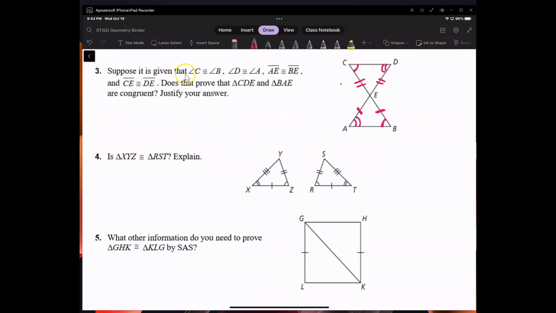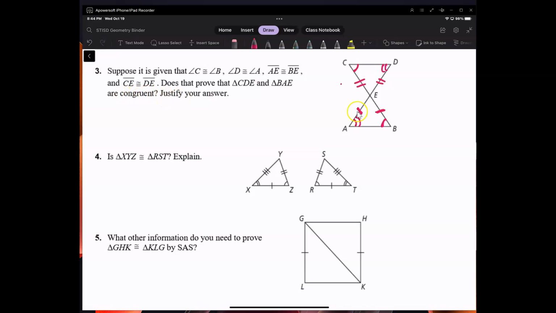Suppose it is given that angle C is congruent to angle B. Angle D is congruent to angle A. Segment AE, which I wrote right here, I put the marking, segment AE is congruent to segment BE. And segment CE is congruent to segment DE. Does that prove that triangle CDE is congruent to triangle BAE?